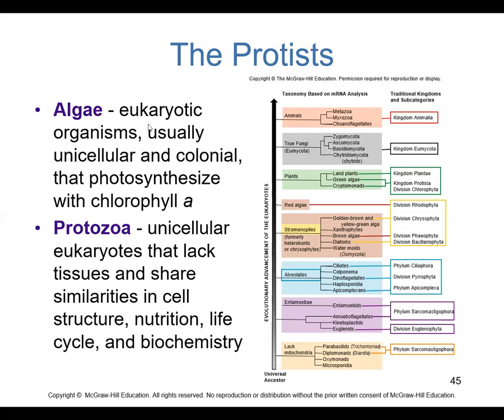All right, now we're on to kingdom Protista, which is where most of these are going to fall under. We have algae and protozoa. Algae are all photosynthetic and they use chlorophyll A, which is different than the chlorophyll that we find in prokaryotes. And then protozoa are all unicellular, and so that means they lack tissue because there's only one cell, and they have similarities in all this other stuff, okay? Again, most of these are unicellular, some are colonial on the algae.